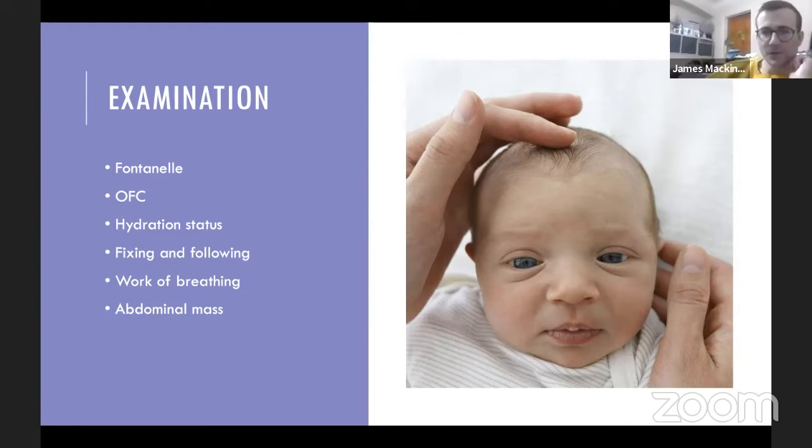There was a question from Aparna. She asks, up to what age can you feel the anterior fontanelle? So it's normally open until about 9 months. It will get smaller and smaller, but up until 9 months, you should be able to feel it. Perfect, thank you.